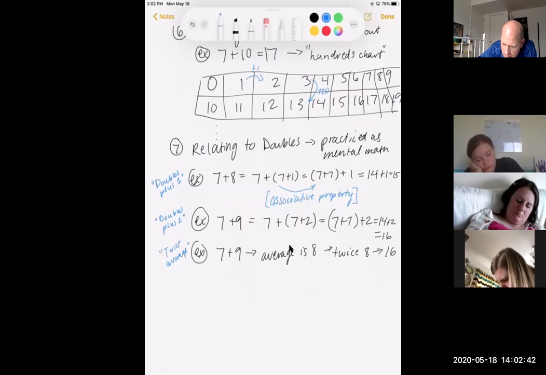So if you're adding 2 numbers that are on opposite sides of a single number, like 8 is in between 7 and 9, then you can do twice 8 and get to the answer. This leads us into compensation, the last one.